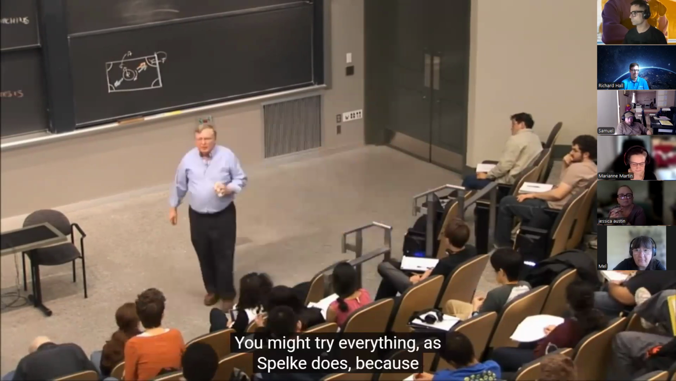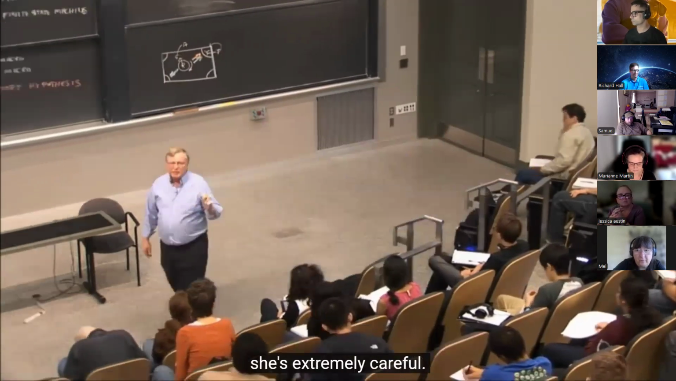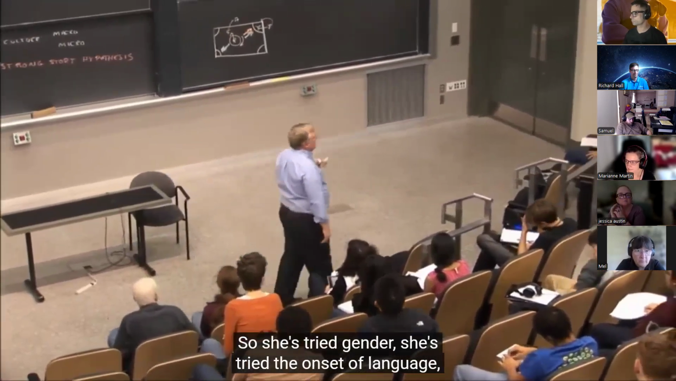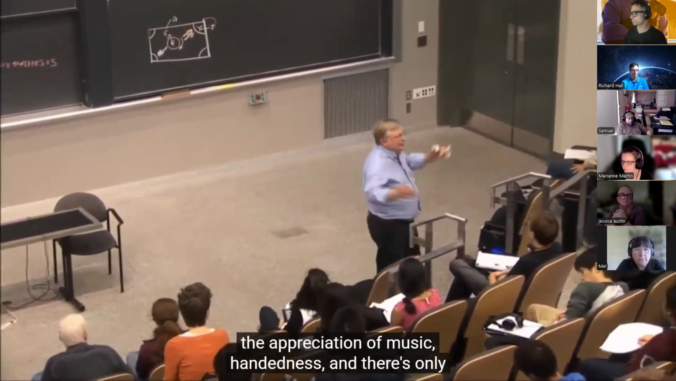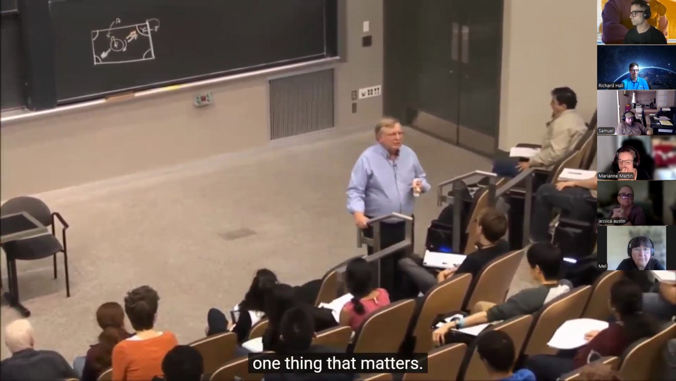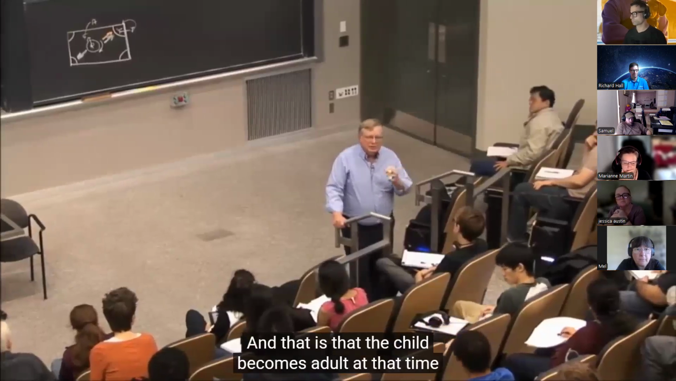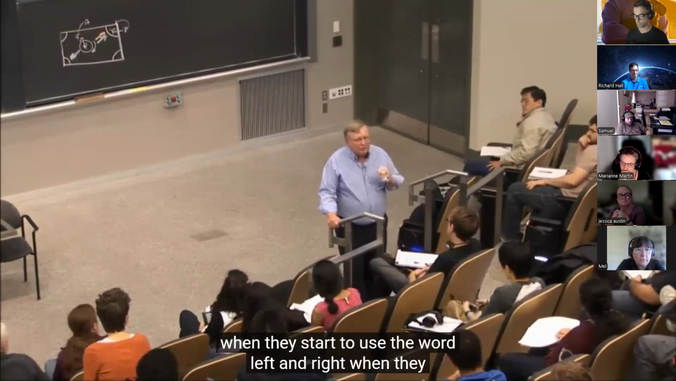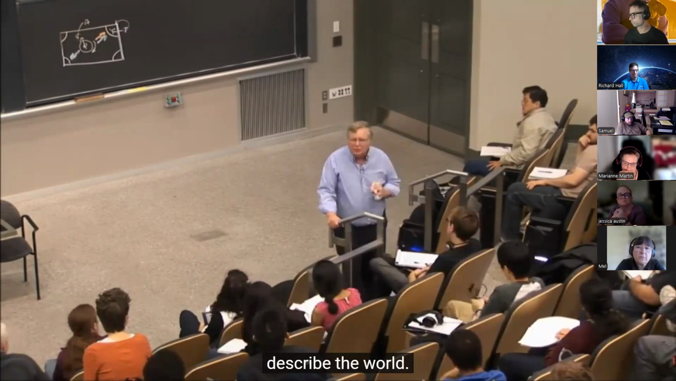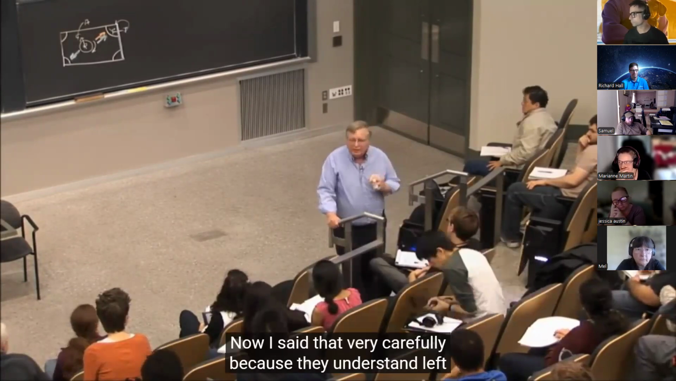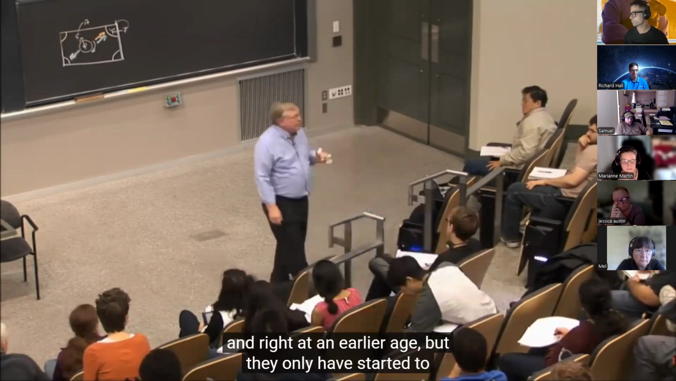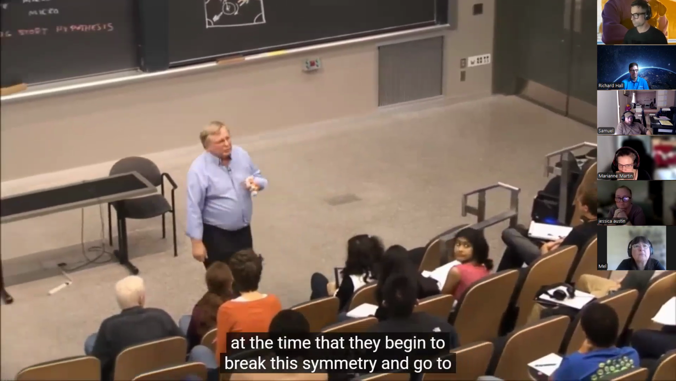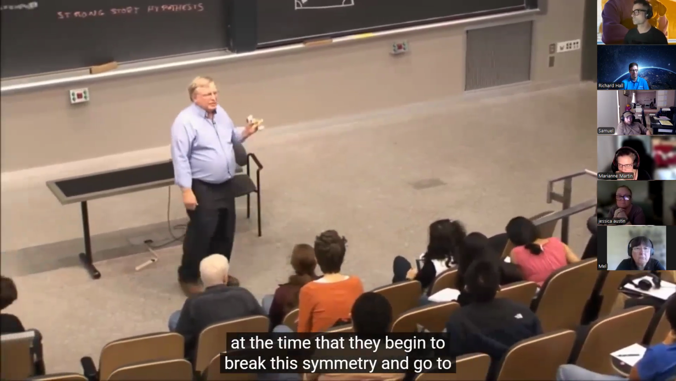You might try everything as Spelke does because she's extremely careful. So she's tried gender, she's tried the onset of language, I don't know, the appreciation of music, handedness, and there's only one thing that matters, and that is that the child becomes an adult at that time when they start to use the words left and right when they describe the world. Now, I said that very carefully because they understand left and right at an earlier age, but they only start to use the words left and right when they describe the world at the time that they begin to break this symmetry and go to the correct corner.